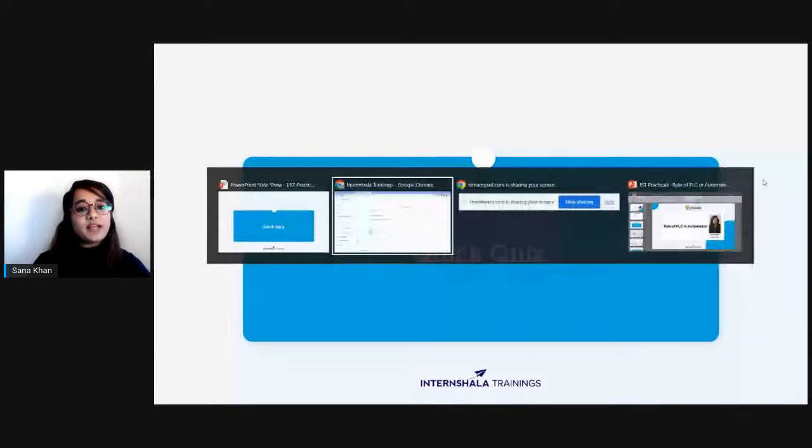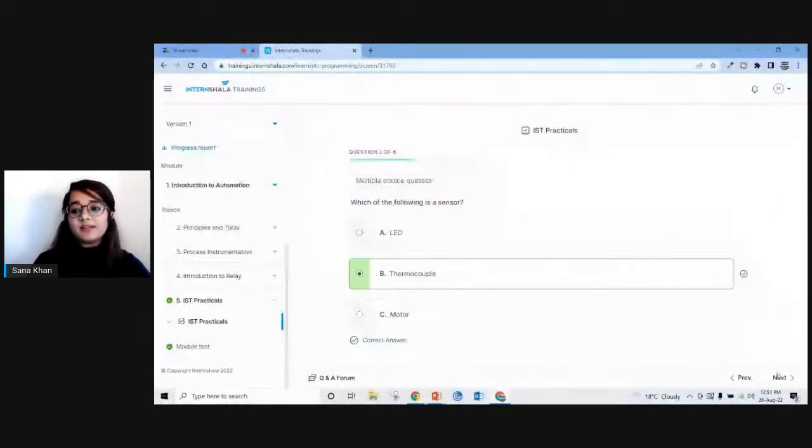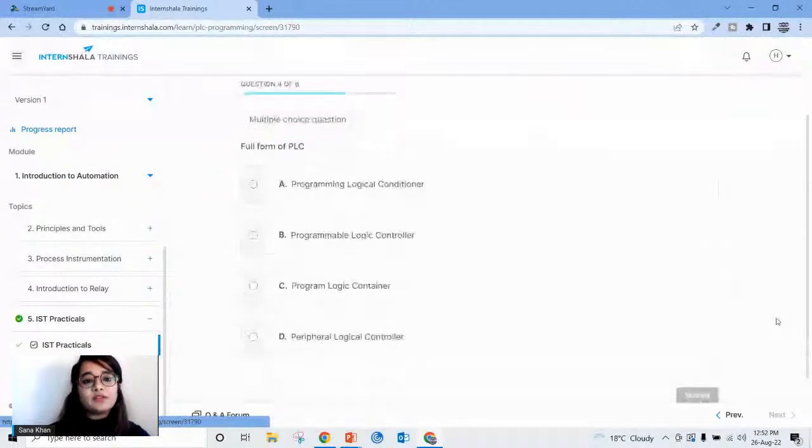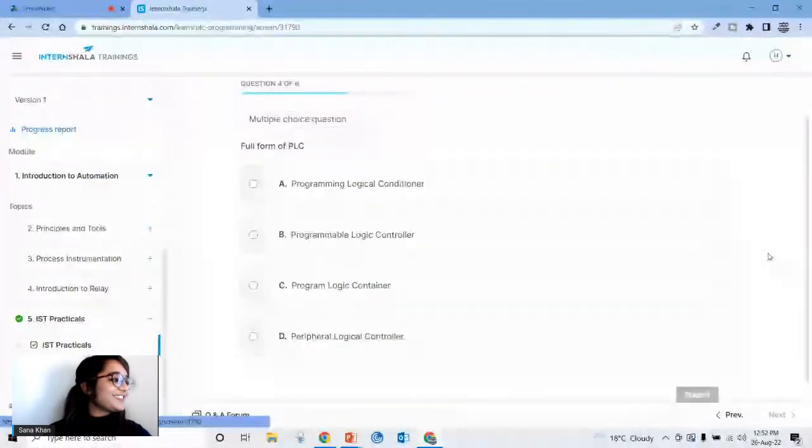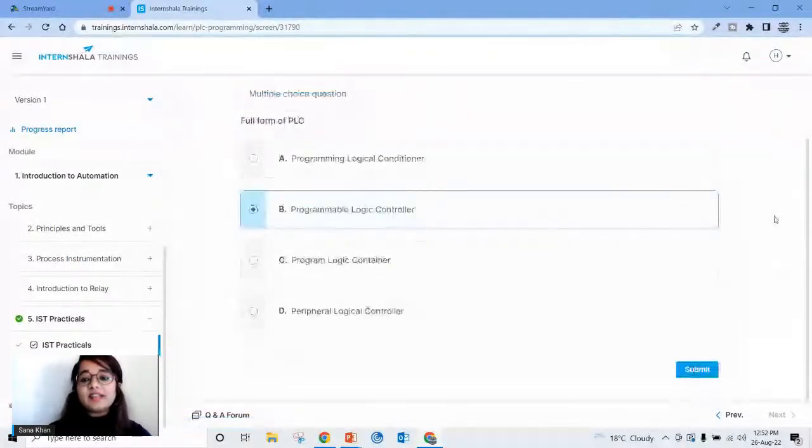But before that, just to see that you are following, quick question, very easy one. What is the full form of PLC? Is it a logical conditioner? Is it a programmable logic controller? Is it a container? Or is it a peripheral logic controller? All right, I think you are all correct. And we will see in the next session how to program this logic controller.